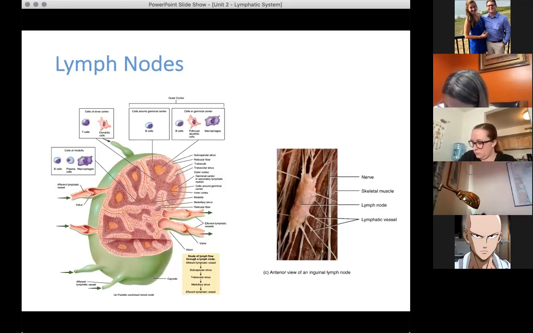that are found in groups along lymphatic vessels. So there will be like clusters of them located in various places along lymphatic vessels. Can you repeat that one more time? I'm sorry. Yeah, they are small, almost like kidney bean shaped structures that are found in clusters along lymphatic vessels. So usually you have like groups of them, not just one by itself.